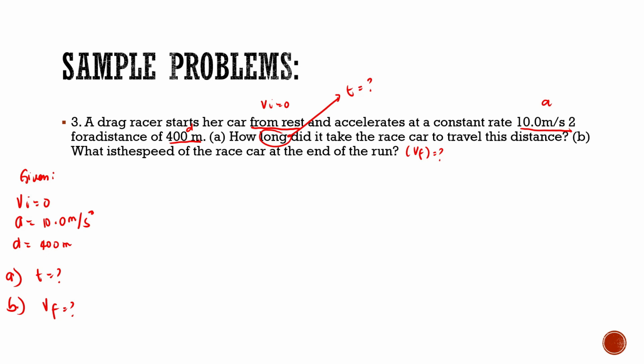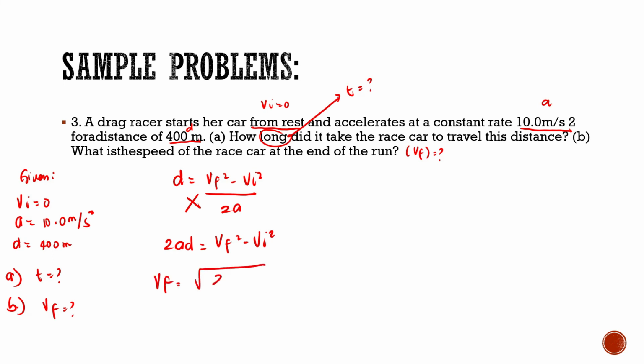Before we solve for the time, we can use formula number 3 for VF. So let's rewrite: D is equal to VF squared minus VI squared over 2A. Since we are asked to find the final velocity, let's solve letter B first. All you have to do is derive the formula by cross multiplying. So we have 2AD is equal to VF squared minus VI squared. Since our VI is 0, VF is equal to the square root of 2AD.